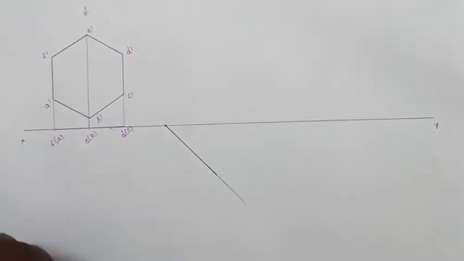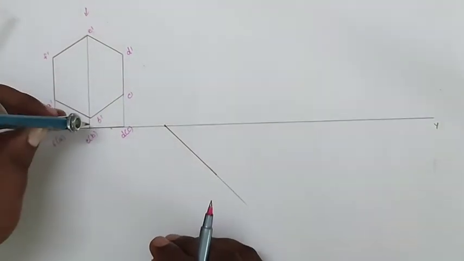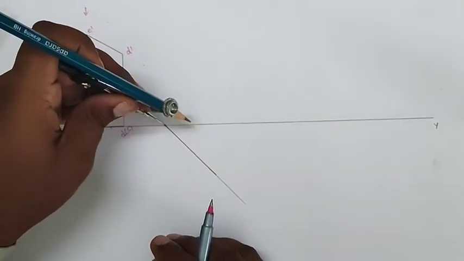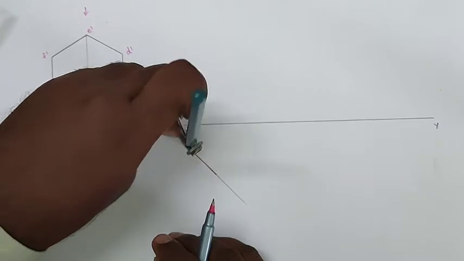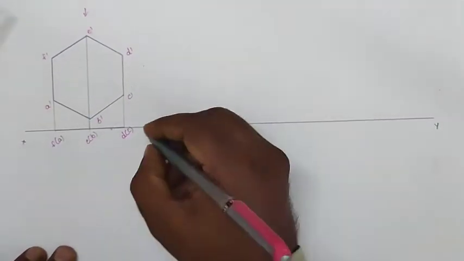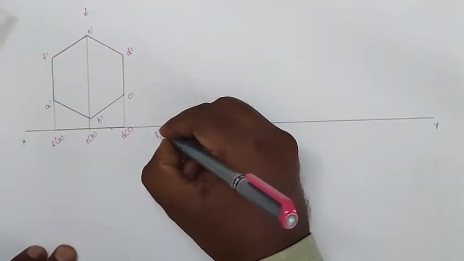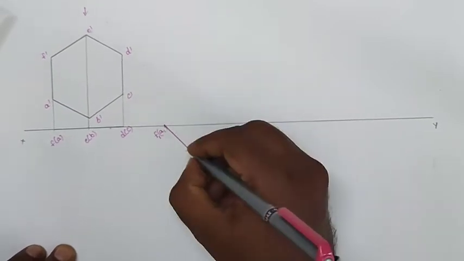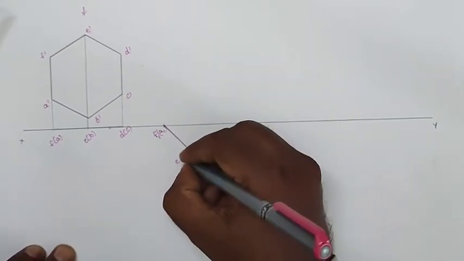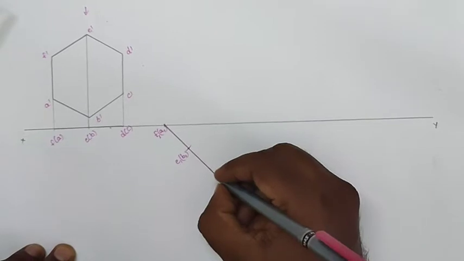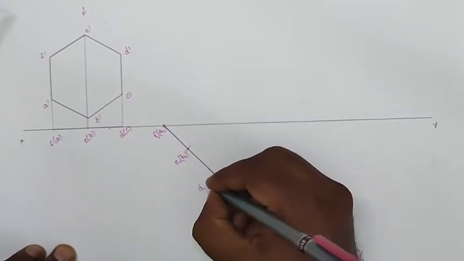So after that you can measure the distance from point to point. So you can measure the distance from A to B. And here in the second top view you can locate those points. So here I am locating this one as F1, A1, and here E1, B1, and this point is D1, C1.